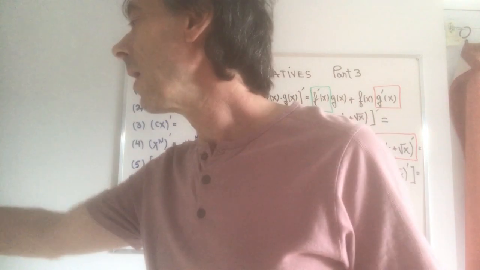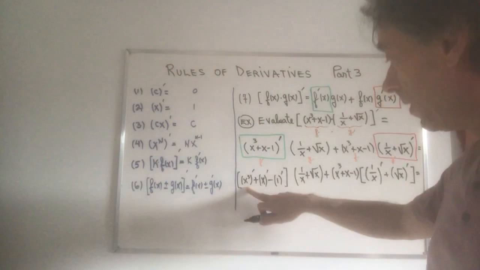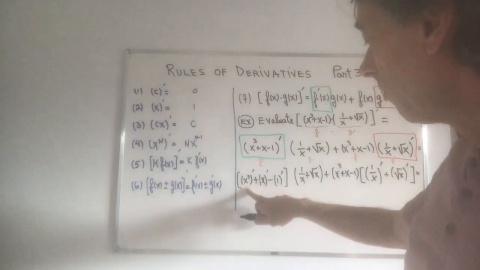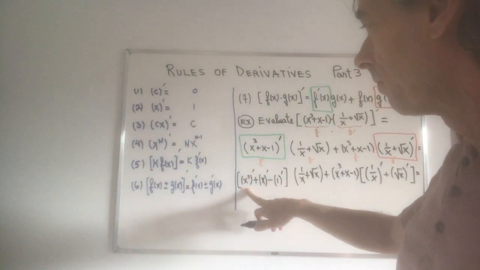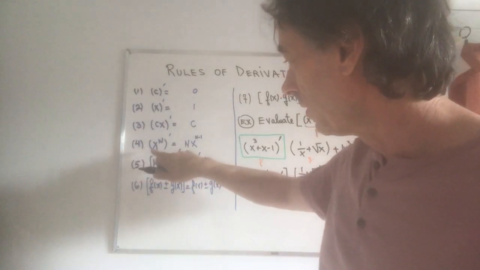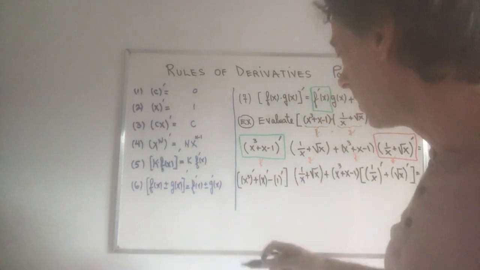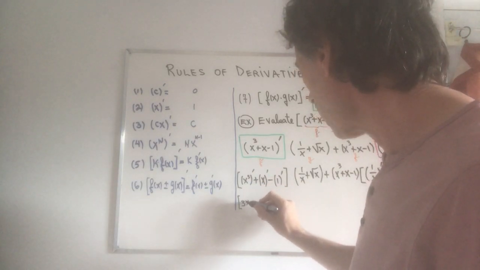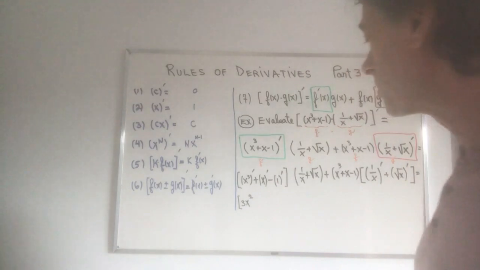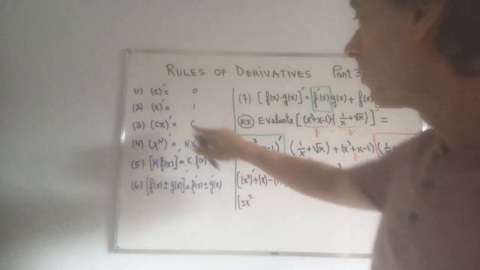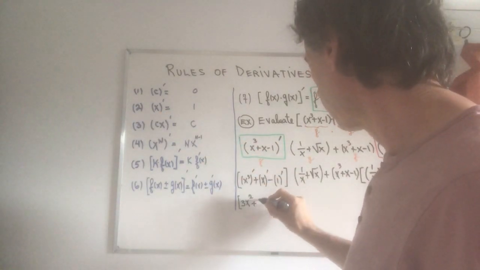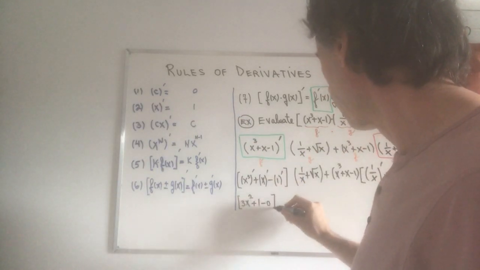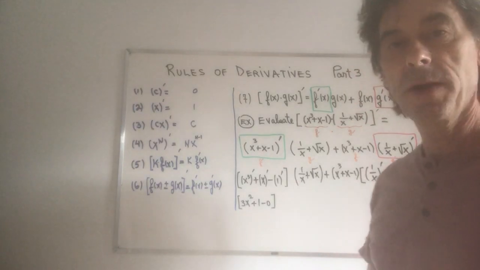Good. Now what? Oh, well, what is this guy? x^3 prime. Which of these rules would seem to apply for finding the derivative of x to a power? If you said rule 4, you're right. This is x to the n, this is x to the n. So bring the 3 in front, subtract 1, 3x squared. The derivative of x, rule 2. The derivative of 1, rule 1. So that's 3x squared plus 1 minus 0.